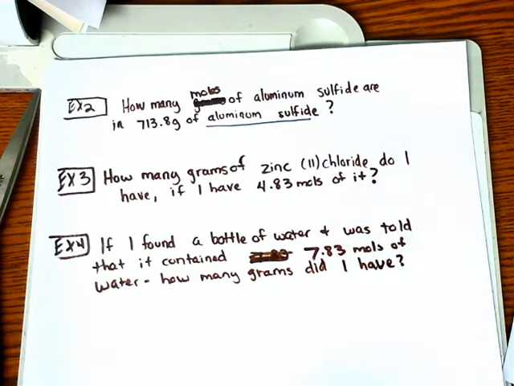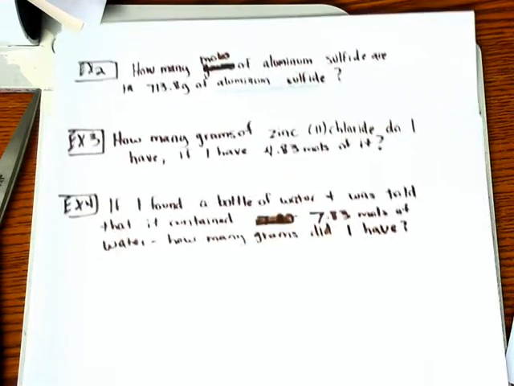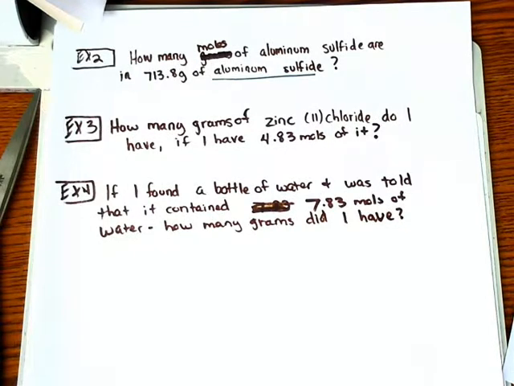So if I was told that I had a bottle of water that had 7.83 moles of water, how many grams did I have? So let's take that moles of water that's been provided and let's find the number of grams that that would have in it.